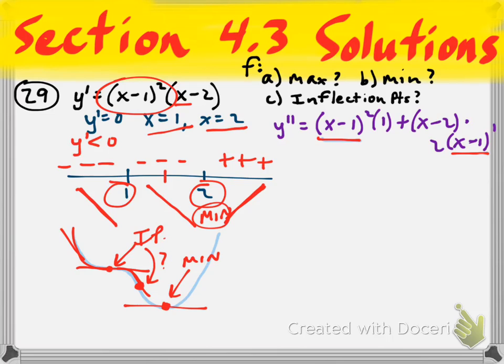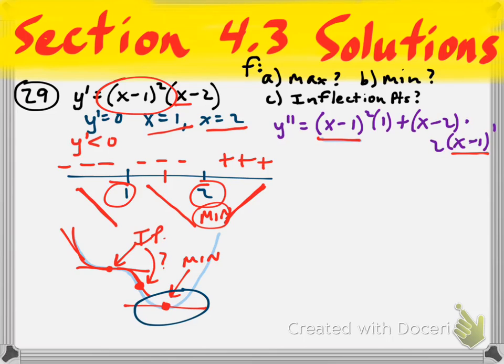Okay, when you go decreasing, decreasing, you don't have a max or a min. However, when f goes from decreasing to increasing at 2, we see we have a minimum value. Okay, in fact, that's an absolute min. It's not just a local min, it's an absolute min.